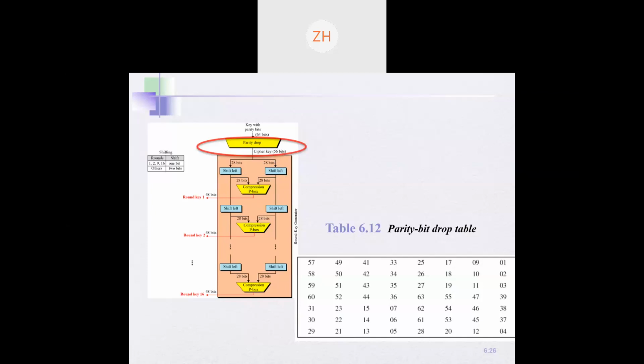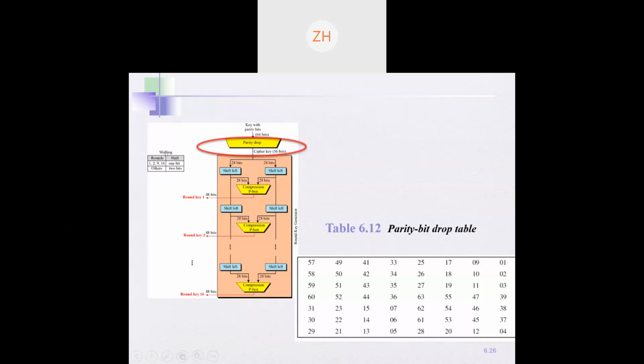Okay, guys, any question before we continue to round 1? Okay, so now we go to round 1. For round 1, they divide the 56 bit key into two, becoming 28 bits each, the left and the right. So the right is 28 bits, the left also 28 bits. And then we perform the shift left on each half.